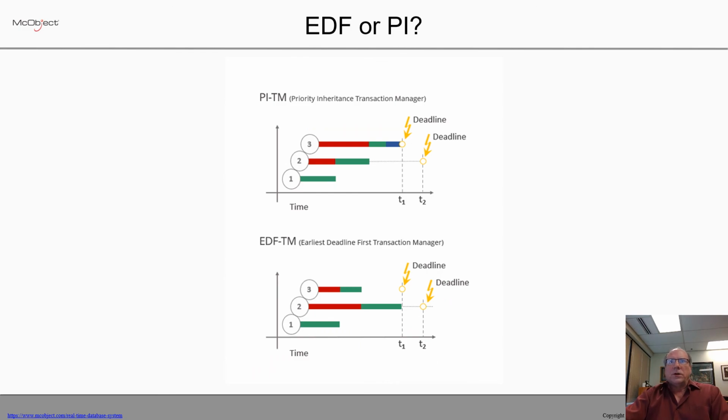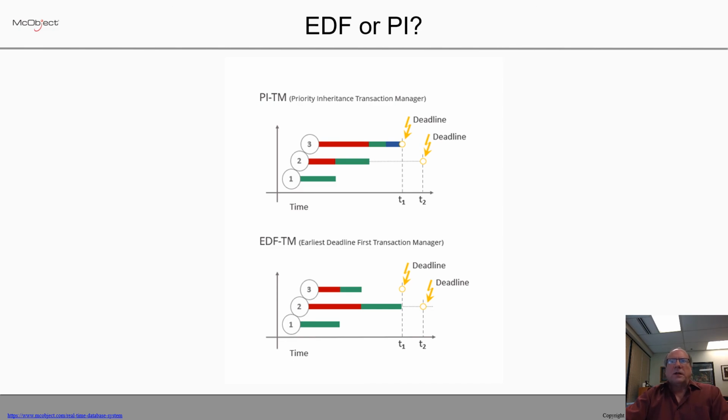So let's look at a scenario in which EDF is superior. Again, we have 3 transactions, in this case, all with the same priority. The picture illustrates a scenario in which 2 transactions have arrived, while another transaction, the lowest one, is executing. In this scenario, the priority inheritance scheduler would execute all 3 in the order in which they were registered with the system. In other words, first in, first out.